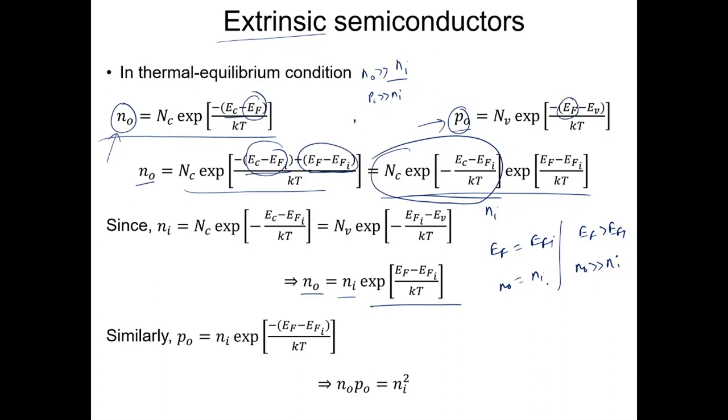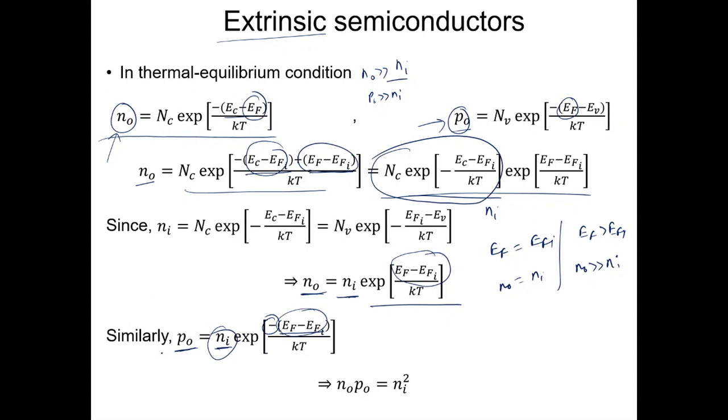Here n0 becomes a function of EF minus EFi. As EF shifts away from EFi towards the conduction band, n0 will increase exponentially above ni. Similarly, we can write a similar relation for p0, and ni is the same for both n-type and p-type, doesn't matter. So in this case it's EF minus EFi with this negative sign. As EF shifts away from EFi towards the valence band, as this becomes more and more negative, the hole concentration in that material will exponentially increase above the ni value.